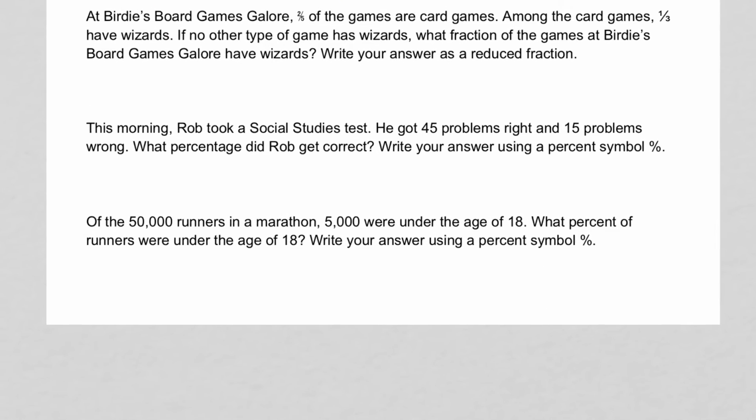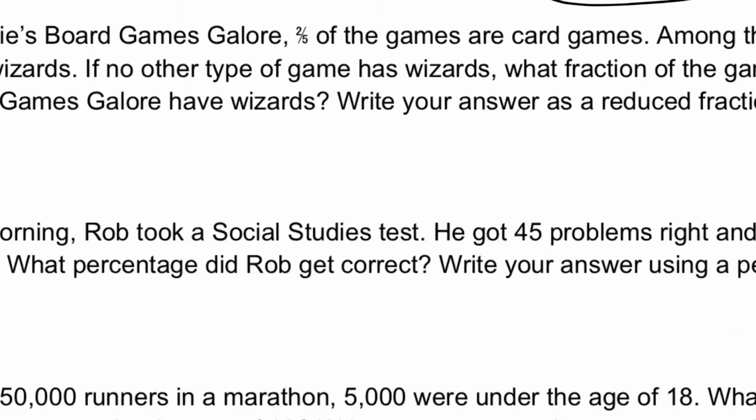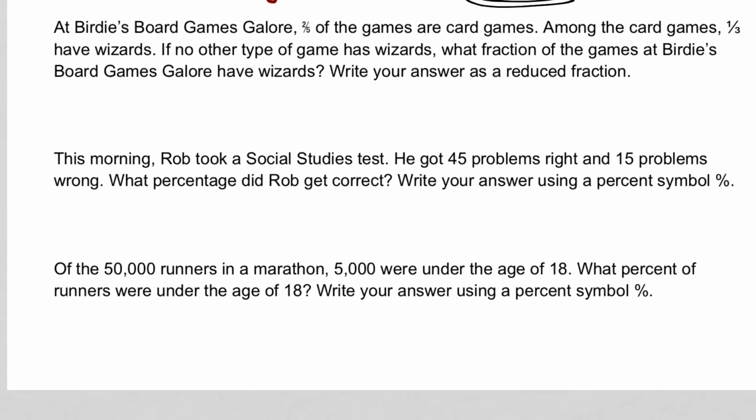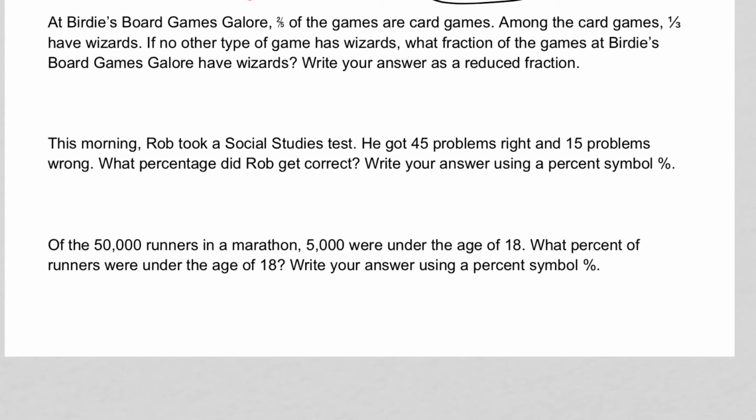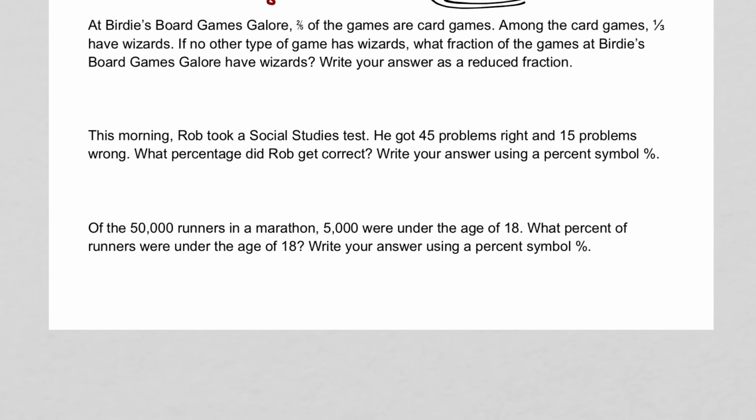All right. At Birdie's Board Games Galore, 2/5. These are kind of hard for me to see, so I'm going to say 2/5. The struggle is real here. Okay. So let's see, 2/5 of the games are card games. And among the card games, 1/3 have wizards. If no other type of card game has wizards, what fraction of games at Birdie's Board Games Galore have wizards?